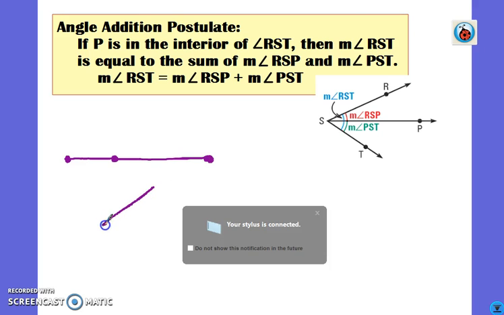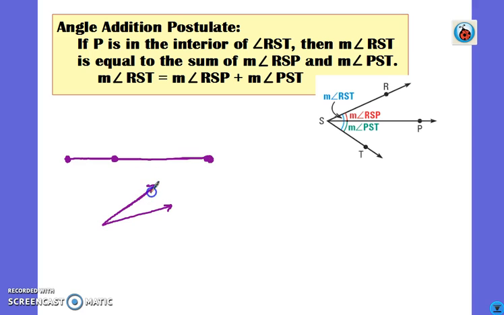For angle addition, we'd have two smaller angles that add up to equal the measure of the big angle, right? And so the way that they say the angle addition postulate, it sounds super confusing, but all it's saying is that the two smaller angles added together equals the measure of the big angle. I think if I were going to write a geometry book, I would probably draw a picture more like this.